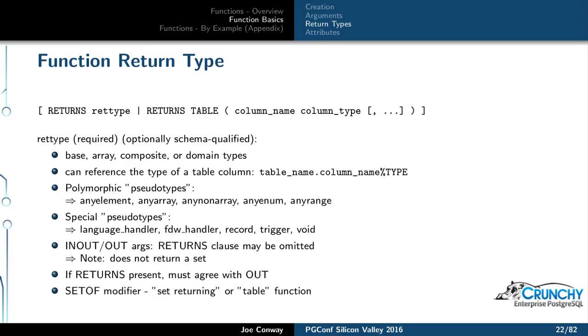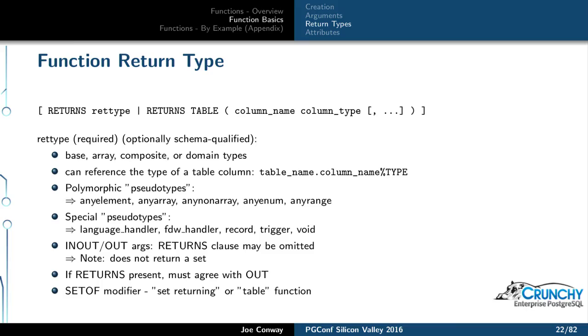Okay, so now we're on the return type. This is the syntax for return types. It returns a return type, or you can say RETURNS TABLE and give it a column definition. Maybe you see this: column name, column type, comma, column name, column type. That's a column definition list. The return type value here is required if you're going to have a RETURNS clause. As I said before, if you've got OUT elements, you could actually skip the RETURNS clause entirely. It can return base, array, composite, or domain.